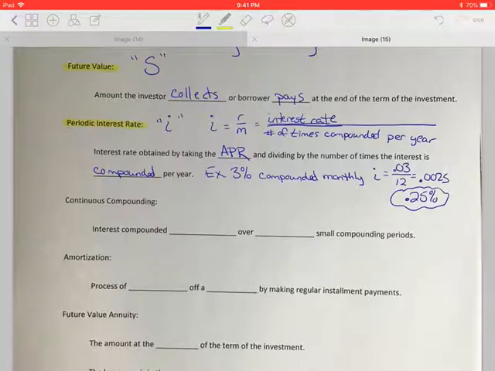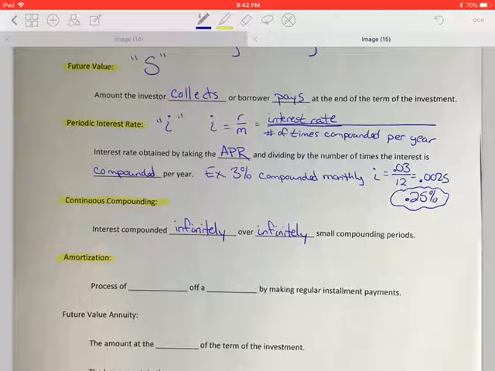All right, next we have continuous compounding. This is interest compounding infinitely over infinitely small compounding periods. So basically every time you get so much as a penny in interest, it's compounded and you're earning interest on that.